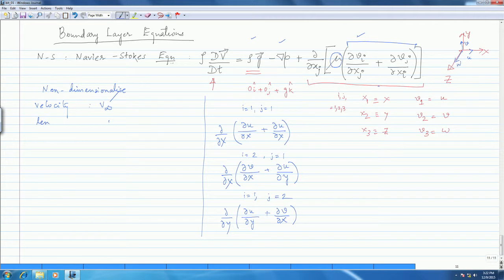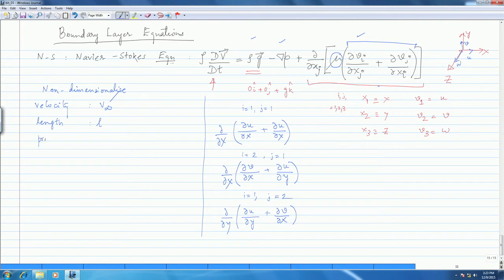Then the lengths, any length, which is x, y, whatever, we are going to call it L. Essentially, this is any characteristic length. So when I say characteristic length, what does that mean? Well, for example, in the case of a wing or an airfoil, it's the chord. For a cylinder, it could be the diameter. It really depends. It's the characteristic length which defines the flow, or the length of that body which is affecting the flow.